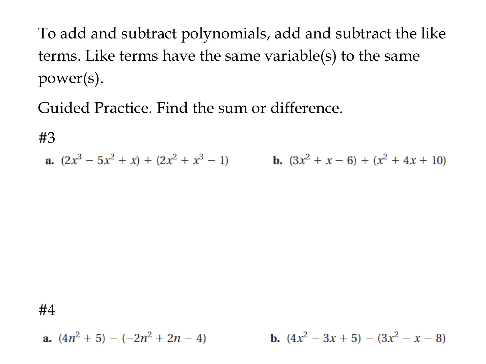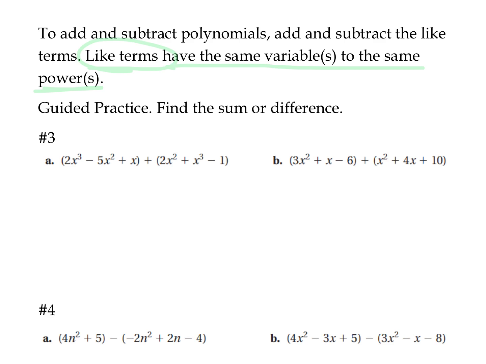Okay, so like terms have the same variables to the same powers. Like x squared and x squared would be the same variable to the same power. X squared and y squared are not like terms because they don't have the same variable. X squared and x to the third are not like terms because they don't have the same variable to the same power. So when we add or subtract polynomials, we want to add or subtract the like terms, and we're going to add or subtract the coefficients in front of them.